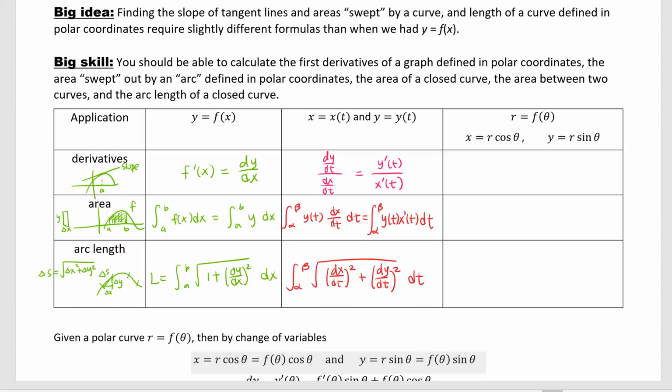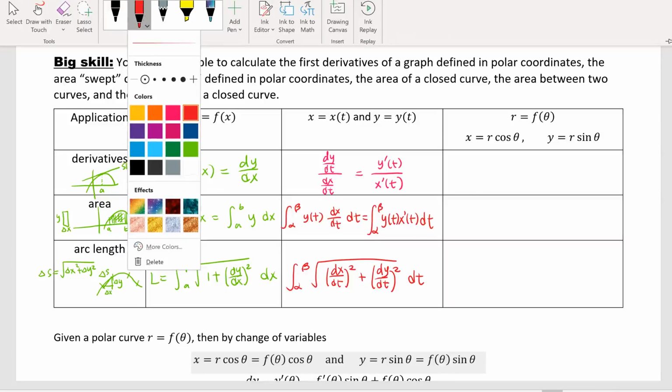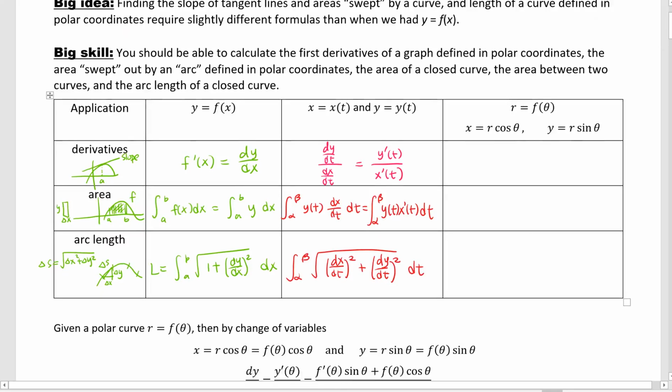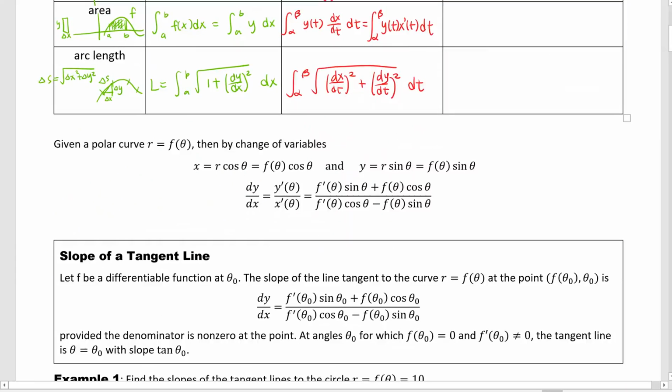So today we're going to learn a new set of formulas for polar coordinates. Given a polar curve r equals a function of theta, theta is the independent variable and r, the distance from the point to the origin, is a function of theta. Then by change of variable, we know x equals r cosine theta. Because r is f of theta, we have x equals f of theta cosine theta, and y equals f of theta sine theta.